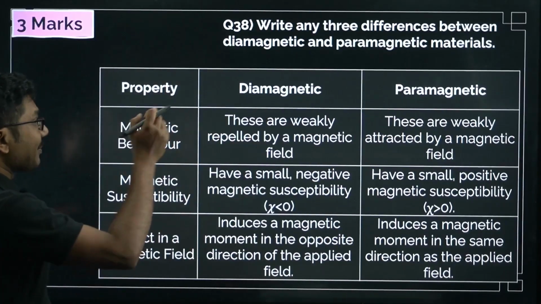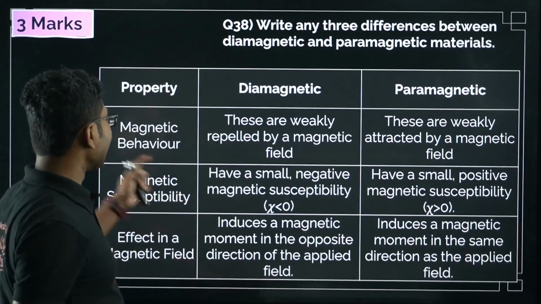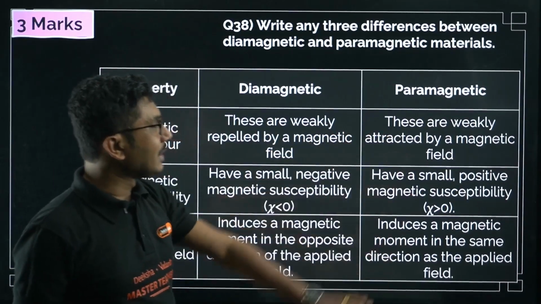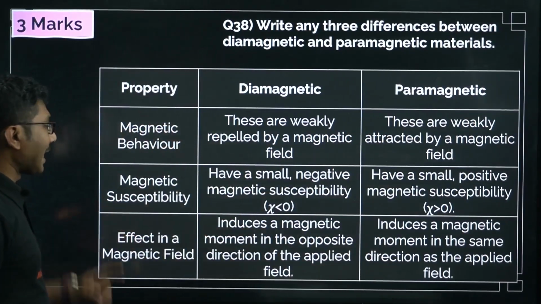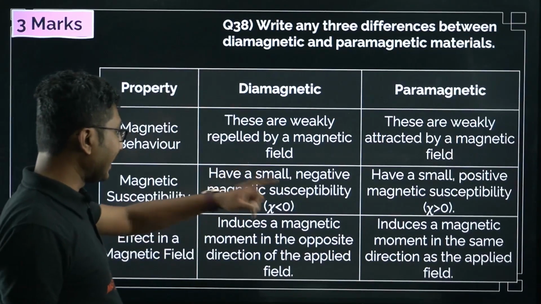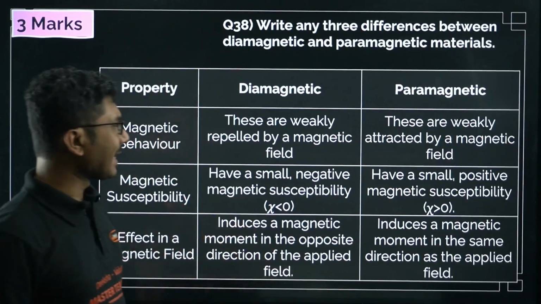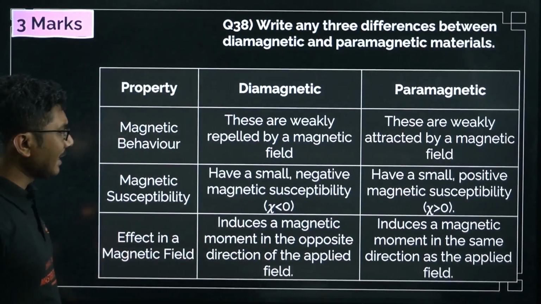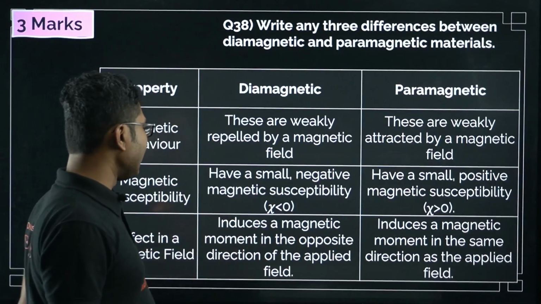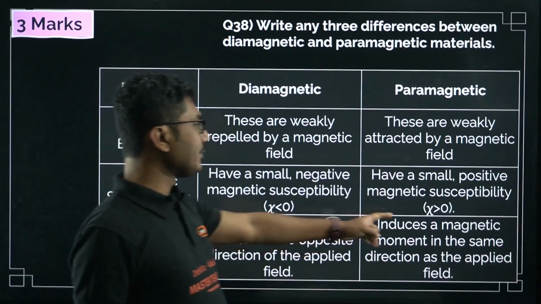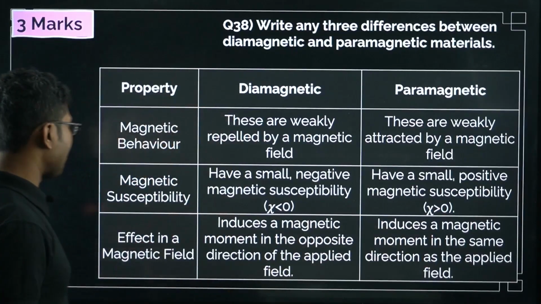So first, diamagnetic and paramagnetic. Magnetic behavior: diamagnetic materials are weakly repelled by a magnetic field, paramagnetic materials are weakly attracted by a magnetic field. Magnetic susceptibility: diamagnetic materials have a small negative magnetic susceptibility, paramagnetic materials have a small positive magnetic susceptibility. Effect in a magnetic field: diamagnetic materials induce a magnetic moment in the opposite direction of the applied field, paramagnetic materials induce a magnetic moment in the same direction as the applied field.